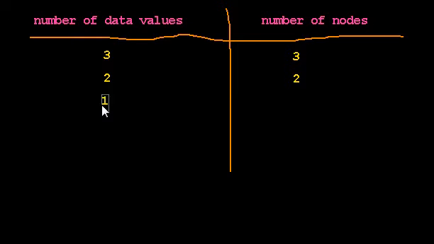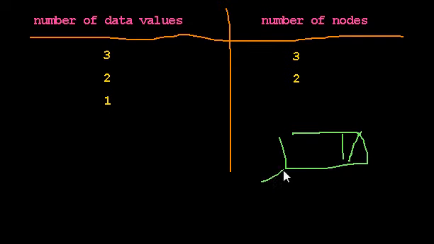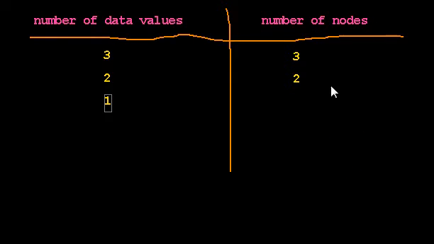Okay, how about if I want to store just 1 data value in a linked list? What would that even look like? Well, we'd have a node whose next was null, and that stored our 1 squiggly data value. Right, so I would need just the 1 node. Okay, just the 1 node.